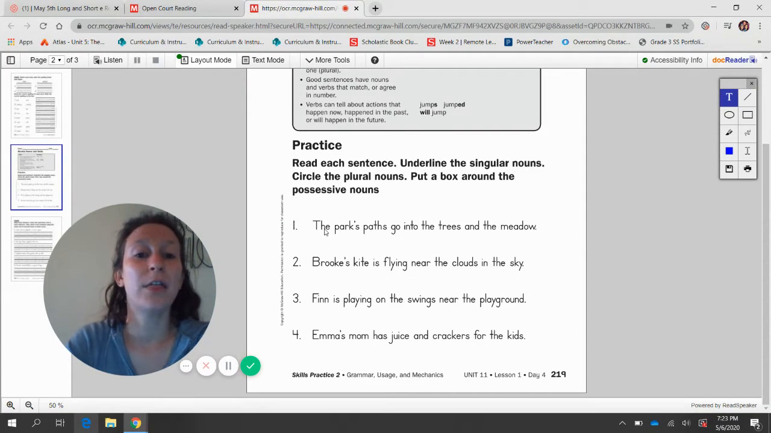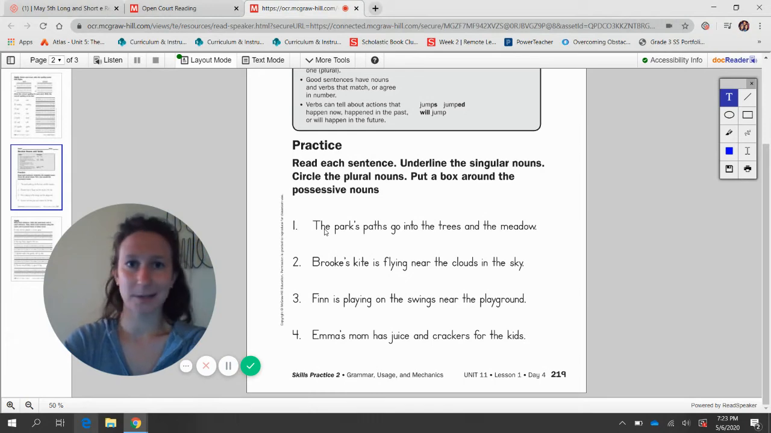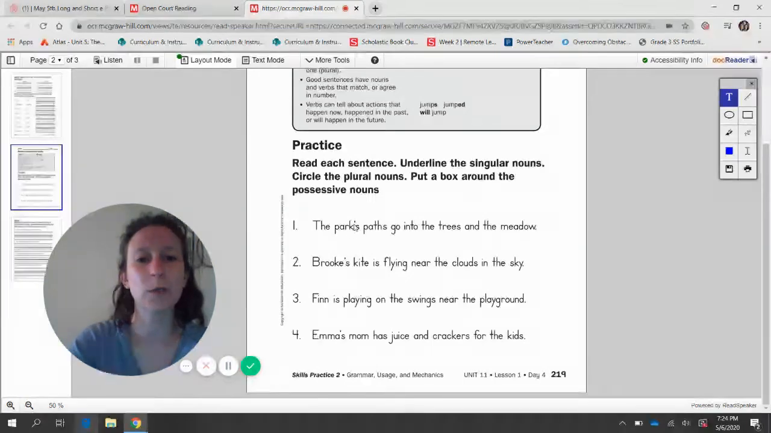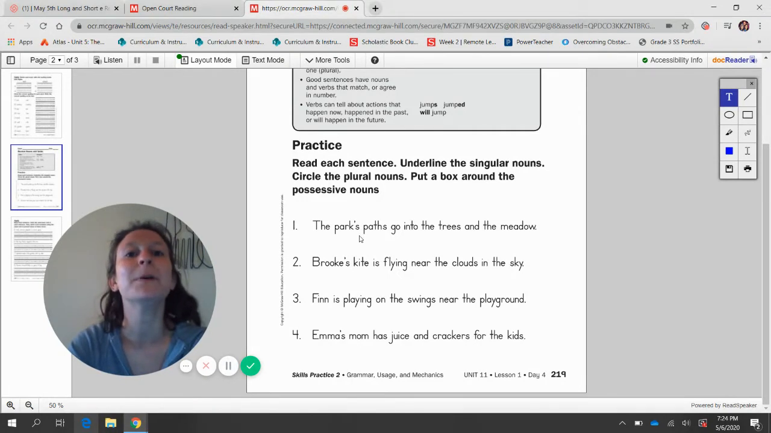So, that's not a person, place, or thing, right? So we don't need to worry about that. Park's. Notice what you see here, an apostrophe and an S. So that is a possessive noun because a park is a place. So it says to put a box around the possessive nouns. So you would put a rectangle or a square around park's.